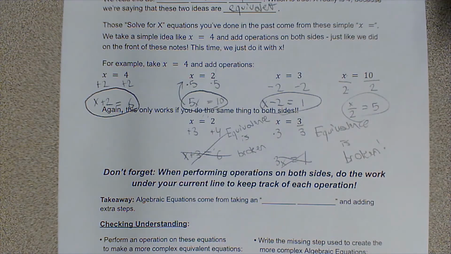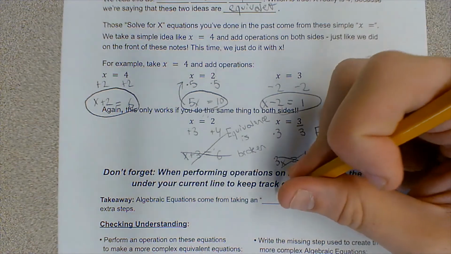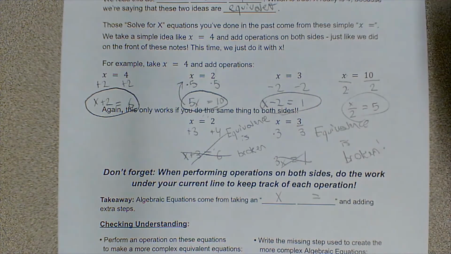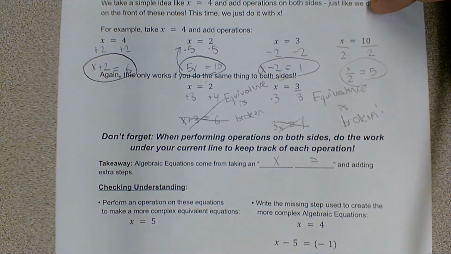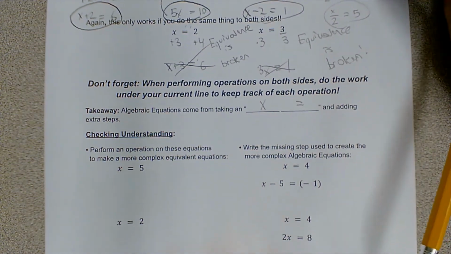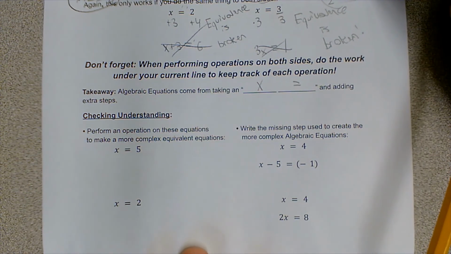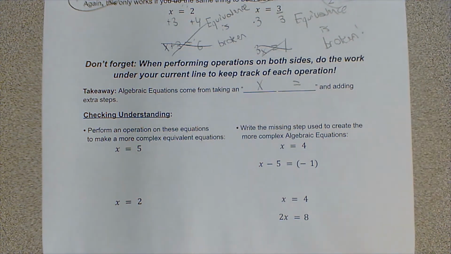Okay, here's our takeaway. Algebraic operations come from taking an x equals and adding extra steps. They're nothing scary, they come from a simple place, and they're easy to get to. Okay, I want you to do this checking understanding, and then let me know when you're finished. We'll look over your answers, and if you're ready, you can take the formative. Otherwise, I'm going to want you to do some practice.